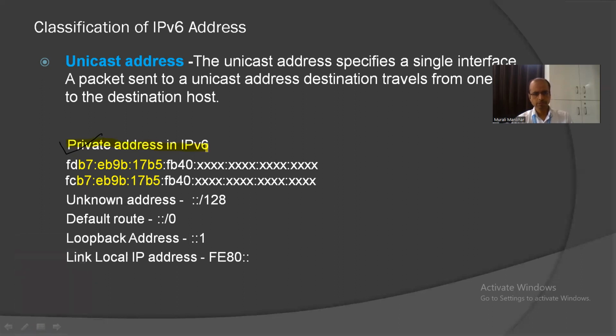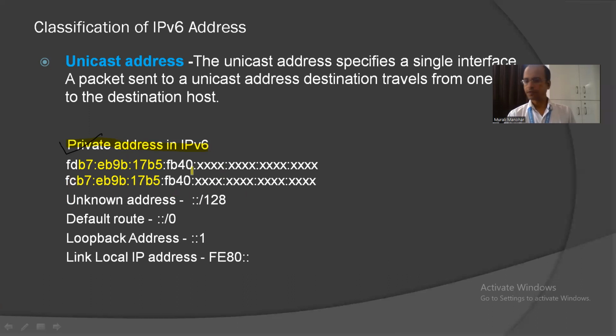My first point is private IP address. Like in IPv4, we have already studied that in class A, B, and C, there are a few IP addresses that can be used as private. In IPv6 also, there are some IP addresses that can be used for personal, private purposes. But here, we should take care that the address starts with FD or FC.